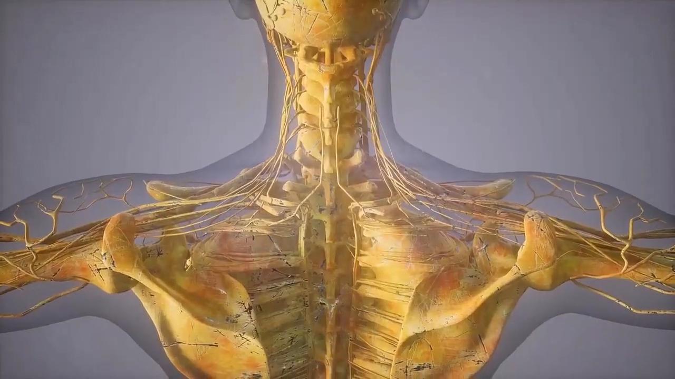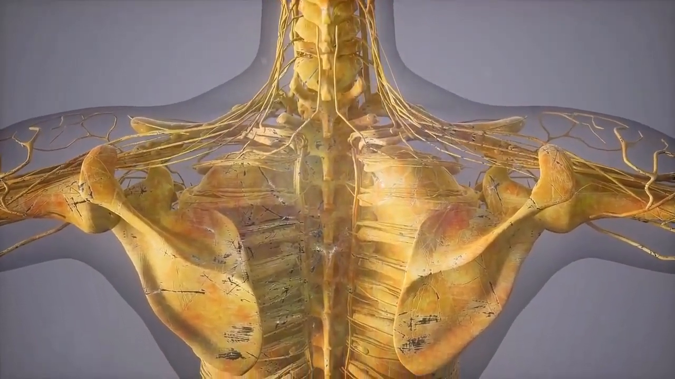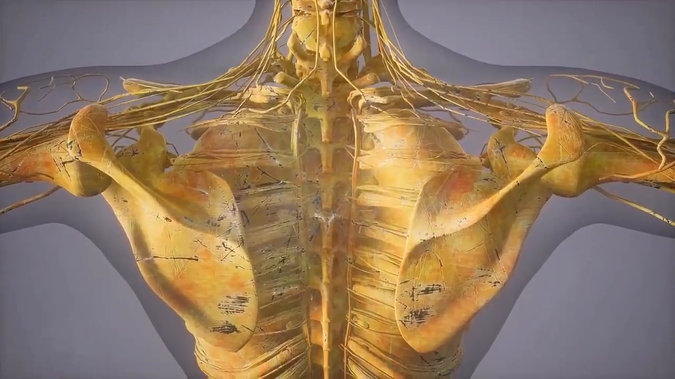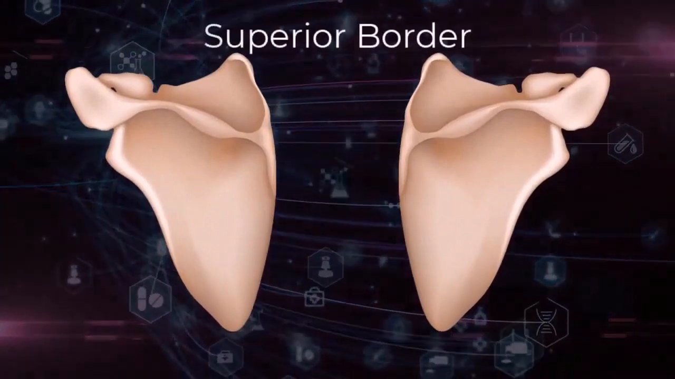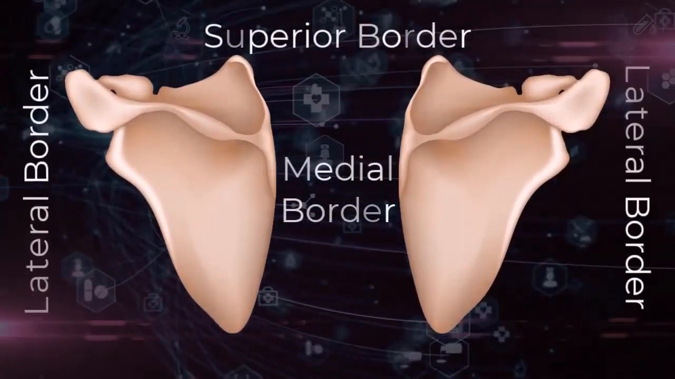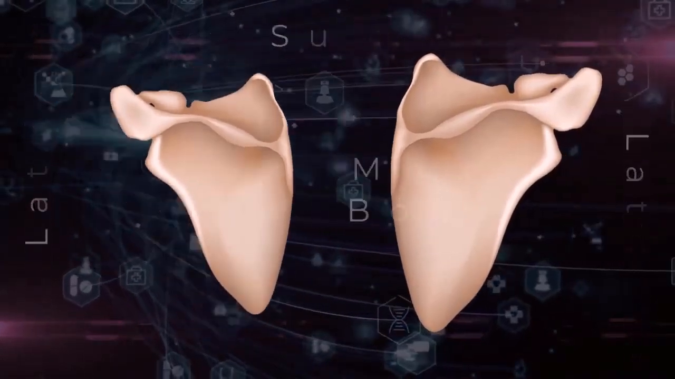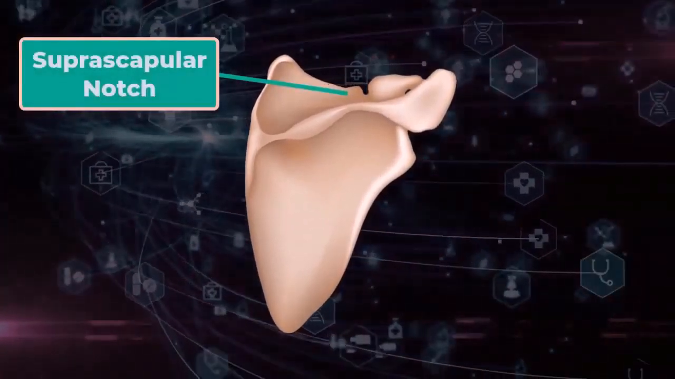The scapula has several important landmarks. The three margins or borders of the scapula are named for their positions within the body. These are the superior border of the scapula, the medial border of the scapula, and the lateral border of the scapula. The suprascapular notch is located lateral to the midpoint of the superior border.